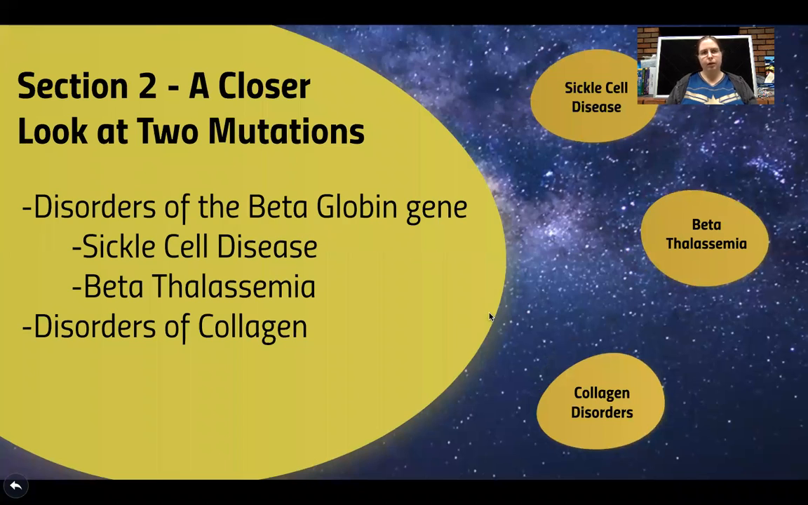So we're going to talk about mutations. Specifically, we're going to look at a couple of disorders. We're going to look at disorders of the beta-globin gene, as well as disorders of collagen. Now, we've talked about globin genes before. Remember when we were talking about hemoglobins and how they can be affected? So we're going to actually talk specifically about 2 mutations in the gene for making the beta subunit of hemoglobin.